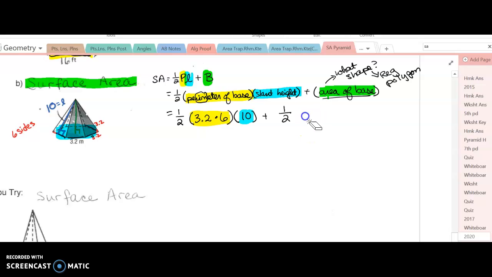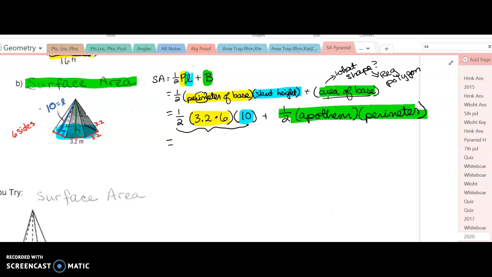1/2, you know what, I'm going to write that out. That's apothem times perimeter. And that's what this area of the base is. All right. So I'm going to go ahead and put all this in my calculator just to make it a little bit more concise, give me a little bit more room. So 1/2 times, so I'm putting in my calculator 0.5 because that's the same thing as 1/2, times 3.2 times 6 times 10 comes out to 96 for that part of the problem.